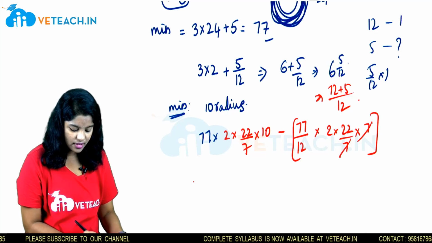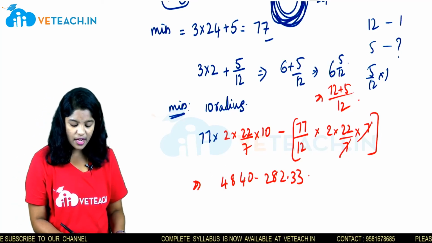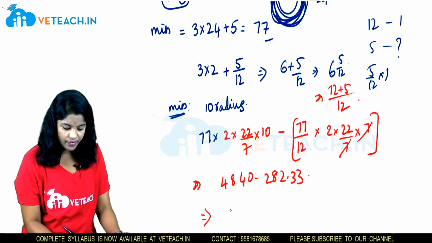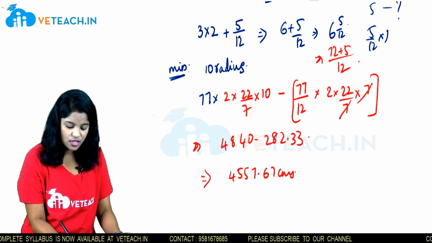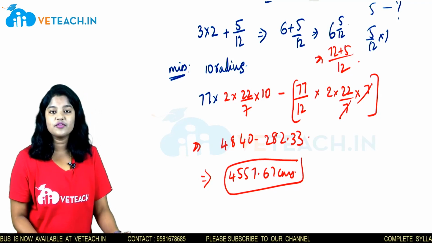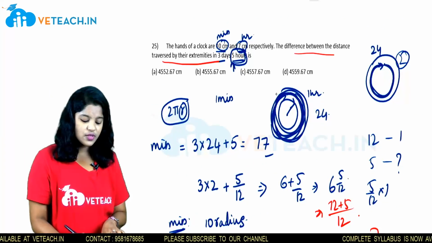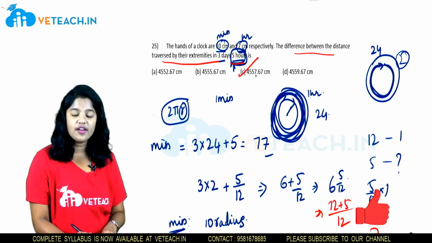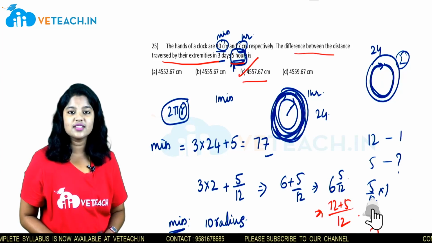The 7 gets cancelled here. So upon simplification of all these values we get 4840 minus 282.33, that is equal to 4557.67 centimeters. So the difference between the extremities of the two hands is 4557.67 centimeters. So the difference between the distance traversed by the extremities in 3 days 5 hours is 4557.67 centimeters. So option C is our correct answer.